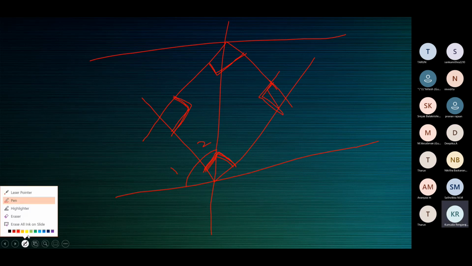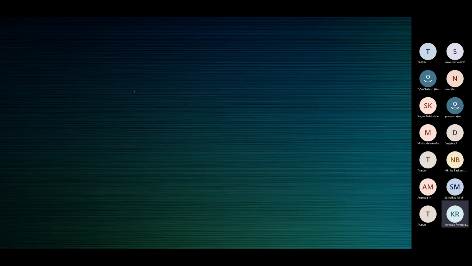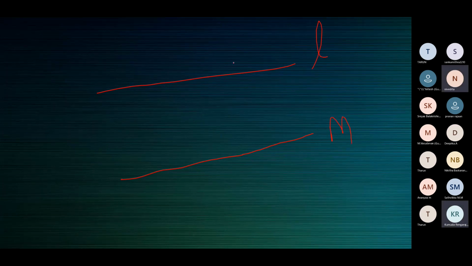Okay, let's come back with the information given. Now tell me, children, are these two simply two lines or two parallel lines, L and M? Parallel lines, ma'am. And what about this one? It's a transversal. P is a transversal. What are these four angles called? Interior angles. These four angles are called interior angles.